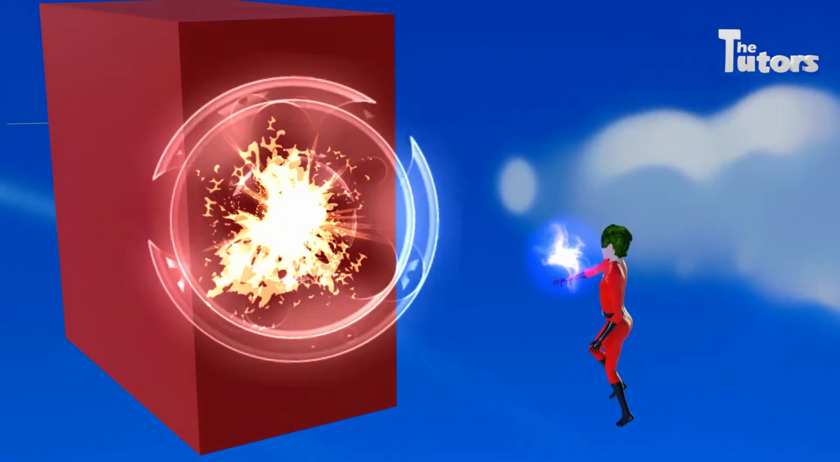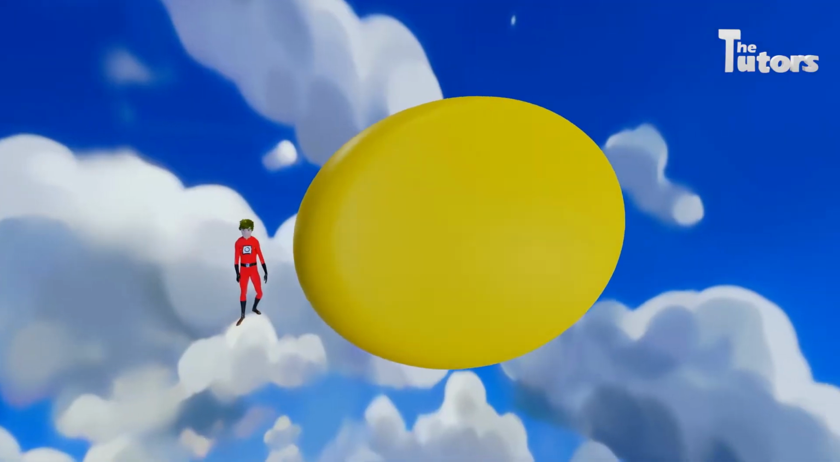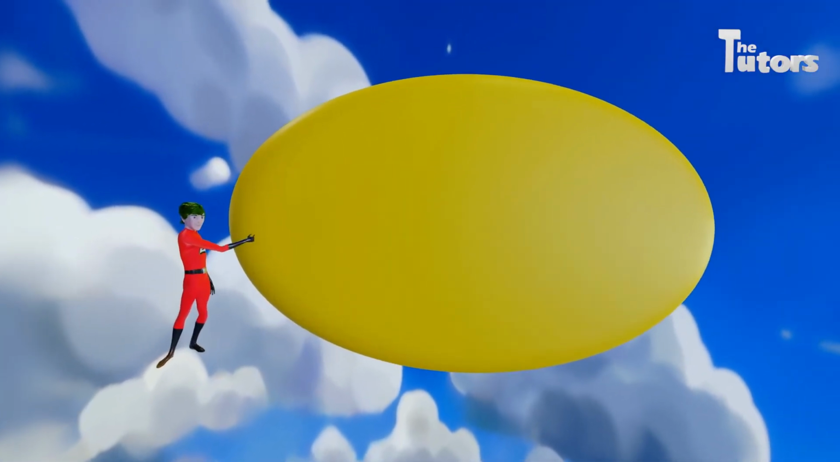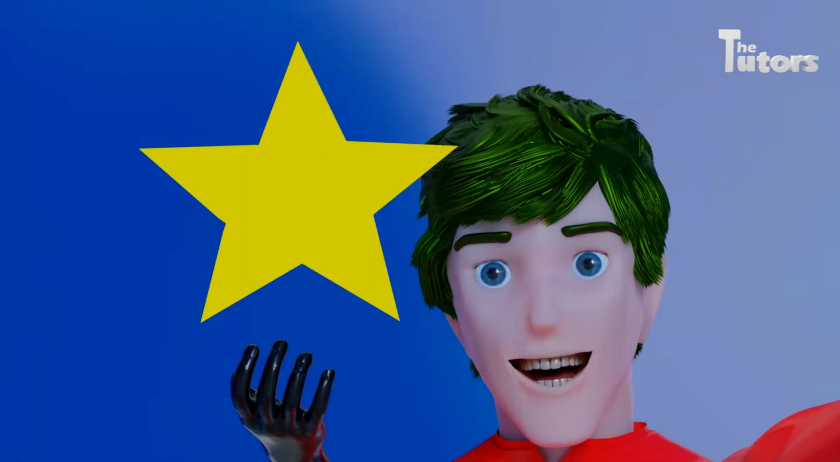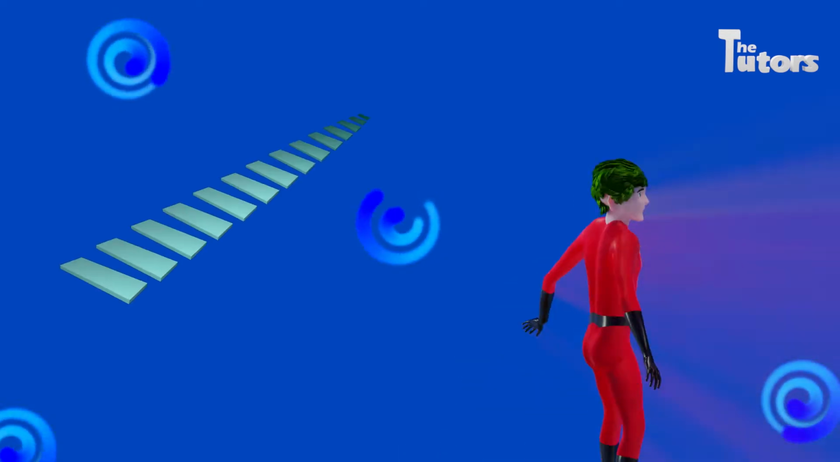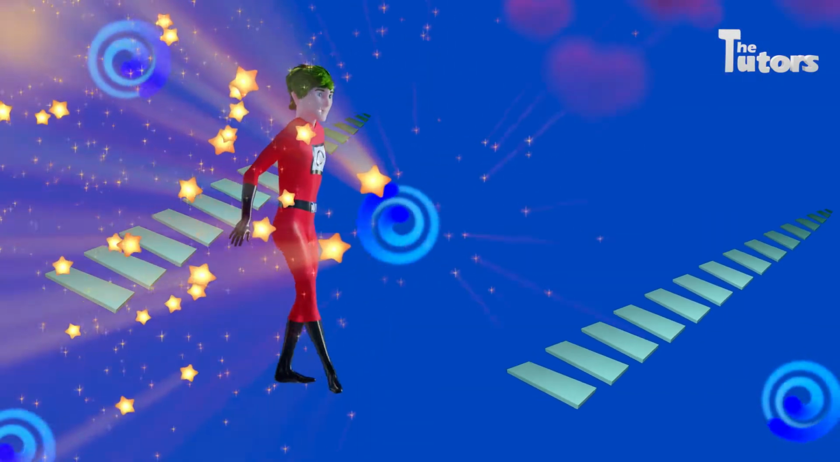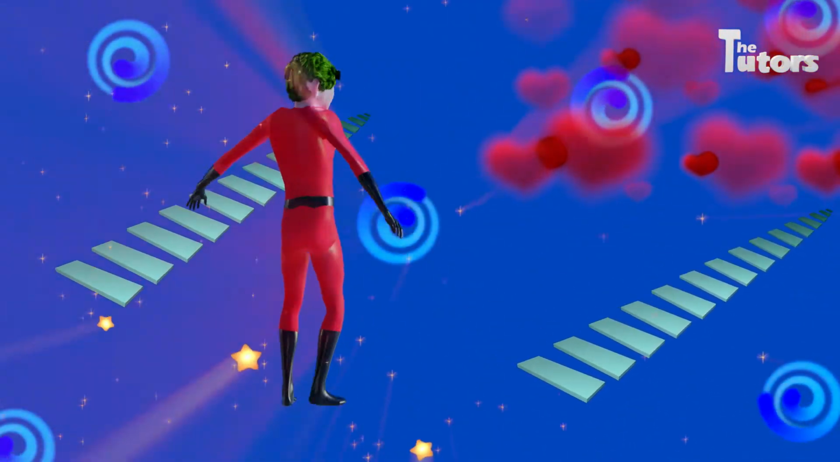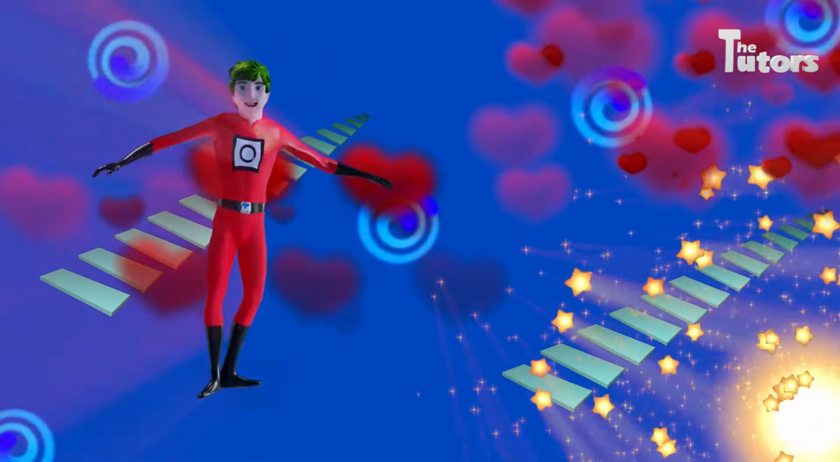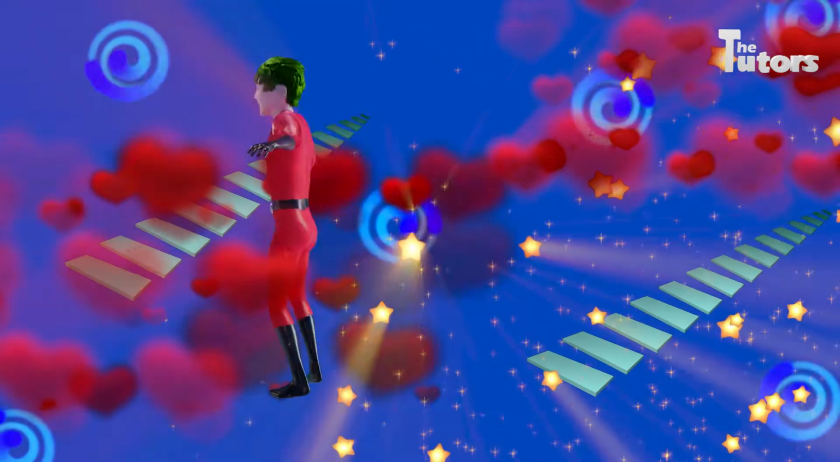Circle, square, diamond, and oval. Triangle, rectangle, heart and star. You will love them. They are everywhere. These are the shapes. These are the shapes. Shapes.